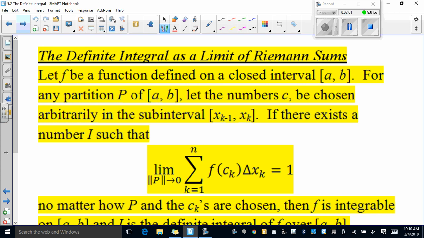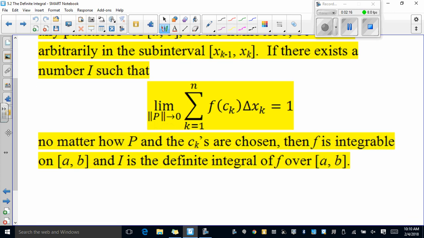So it says no matter how P and the c sub k's are chosen, then f is integrable on the closed interval a to b, and I is the definite integral of f over a to b. What we're going to do is start looking at, if it's written in summation notation, how to rewrite it as an integral. Because as we go through calculus, you'll be using integrals, not summations.